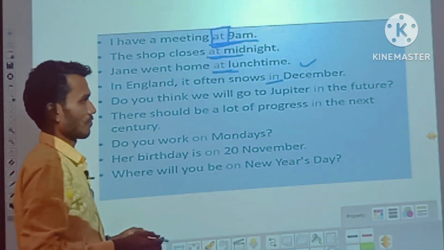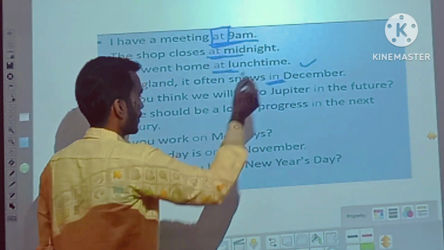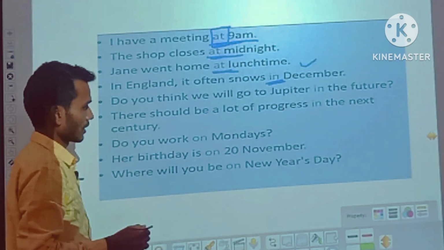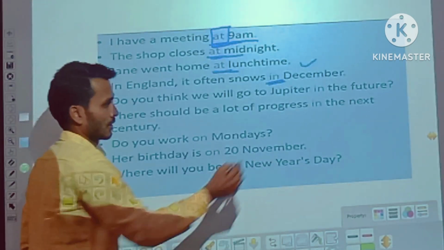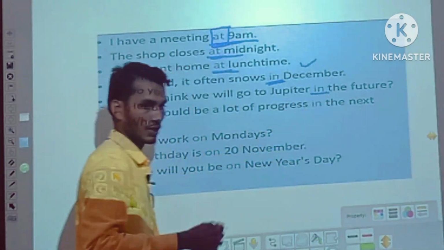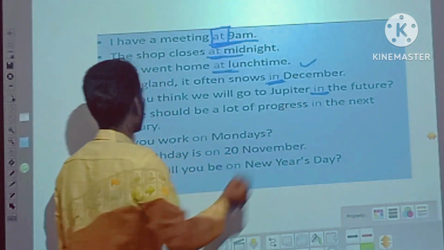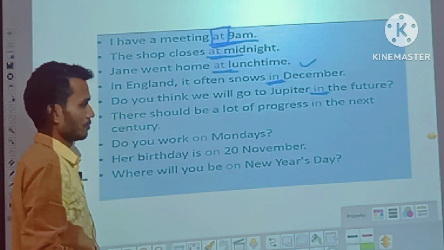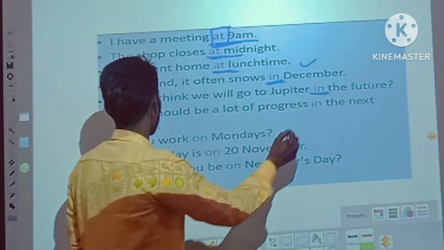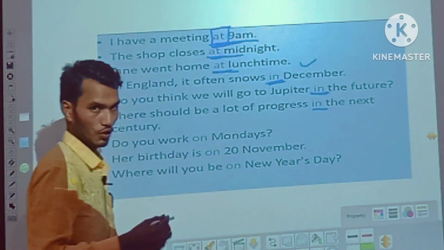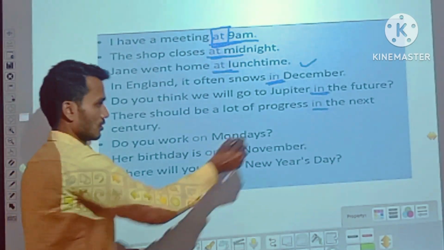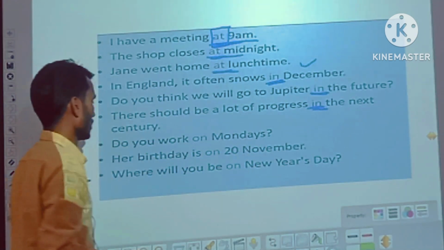In England it often snows in December. Do you think we will go to Jupiter in the future? When we are going to tell centuries or long periods, we should use in. There should be a lot of progress in the next century. When we are going to tell the centuries, we should use in.